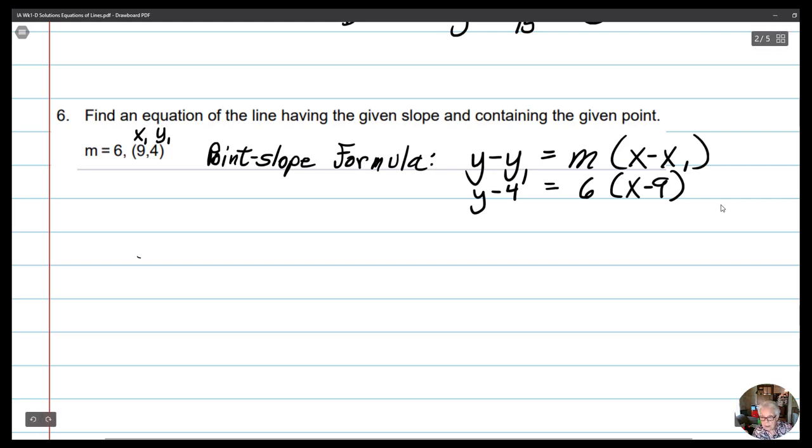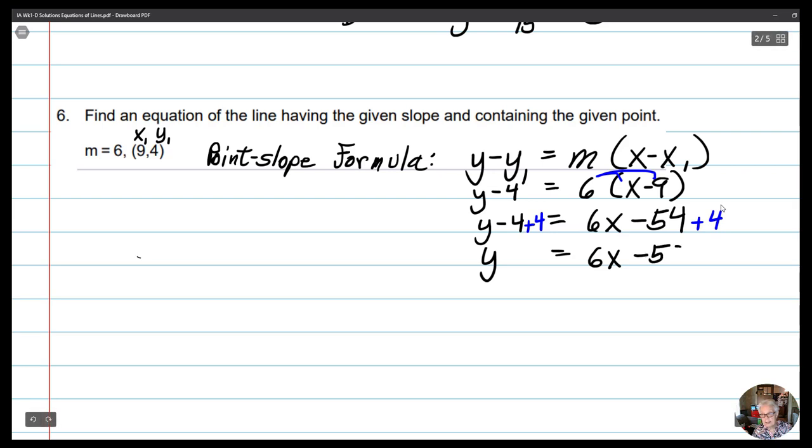Okay, now, we're going to distribute the 6. y minus 4 equals 6x minus 54. 6 times negative 9 is negative 54. Now I'm going to add 4 to both sides in order to get y by itself. We call that isolating y. So y plus 0, that's y, equals 6x minus 54 plus 4 is minus 50. And there you go.